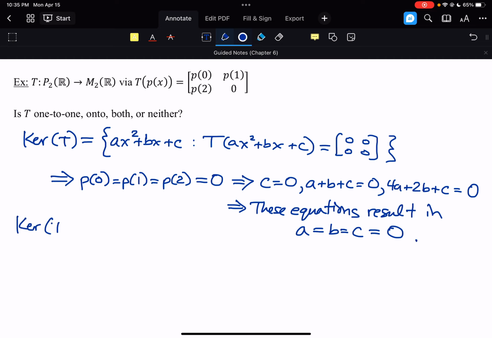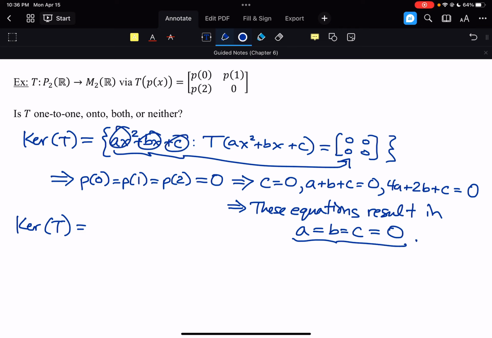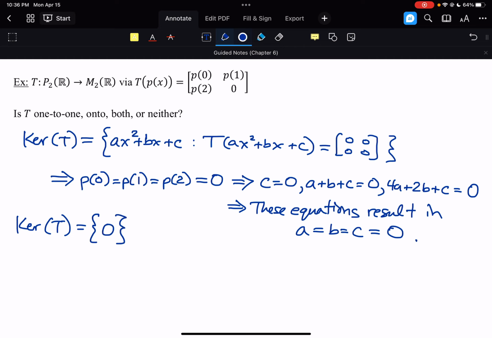So what does this tell us? The only polynomial that transforms into the 0 matrix is one where a, b, and c are 0. So 0, 0, and 0. The only one that works is 0. So the kernel of T is just 0. That's the only result that produces this matrix when transformed. The only thing that transforms to 0 is 0. So T is 1-to-1.